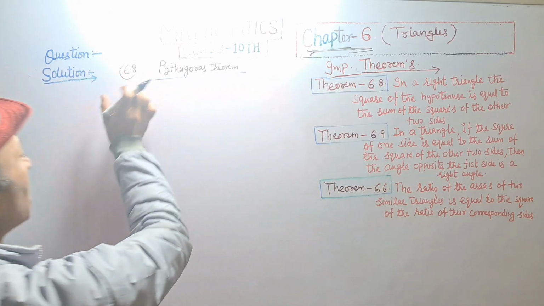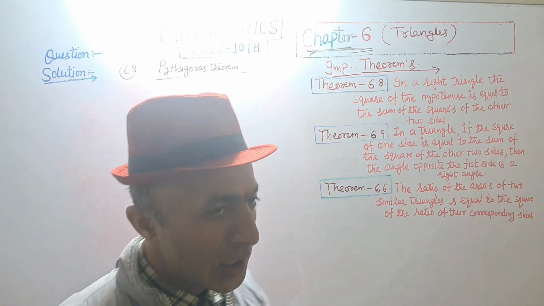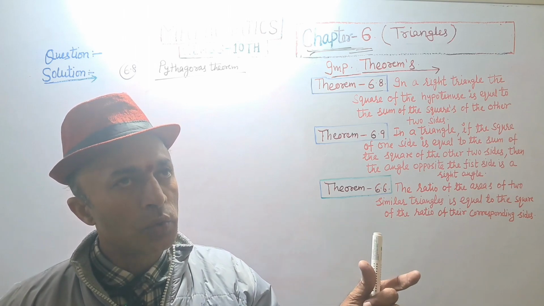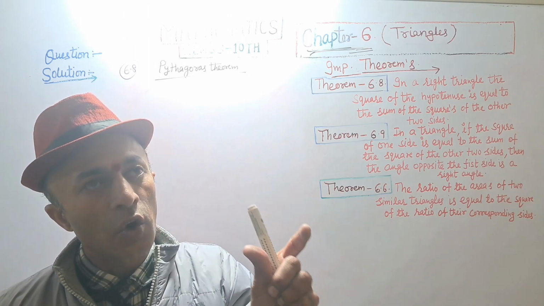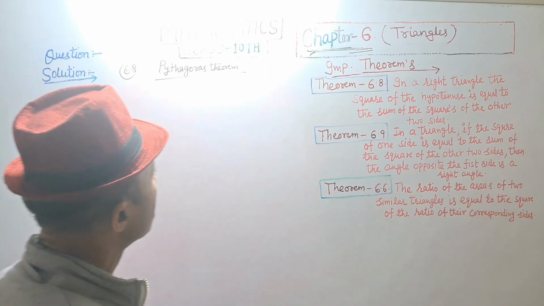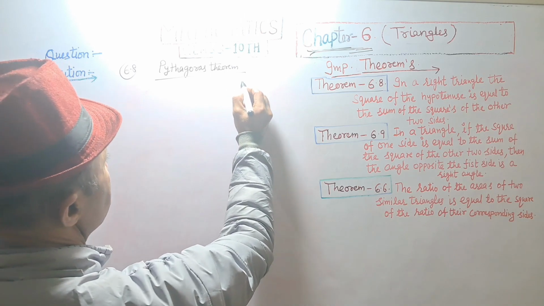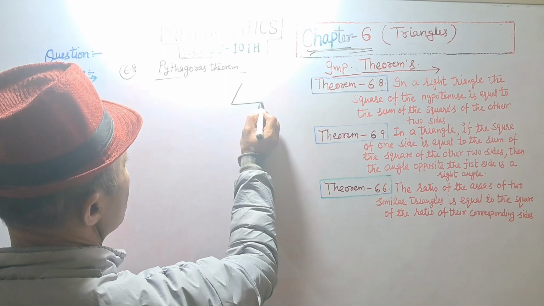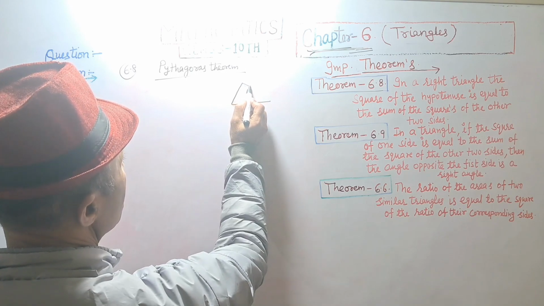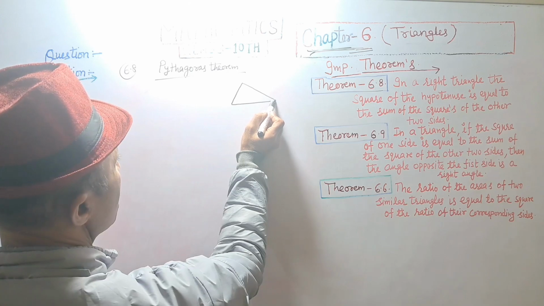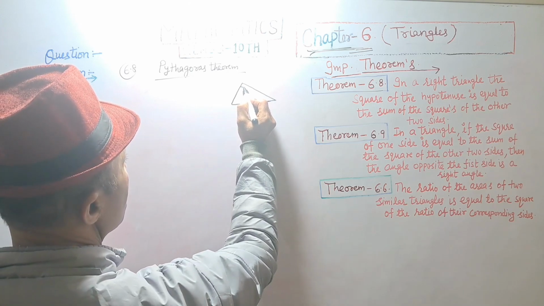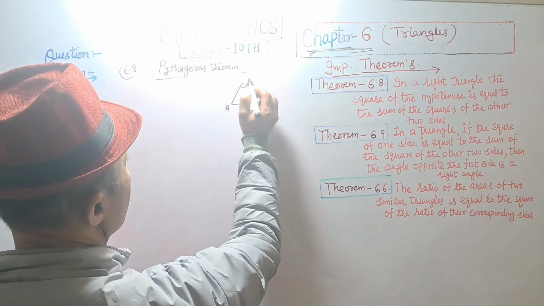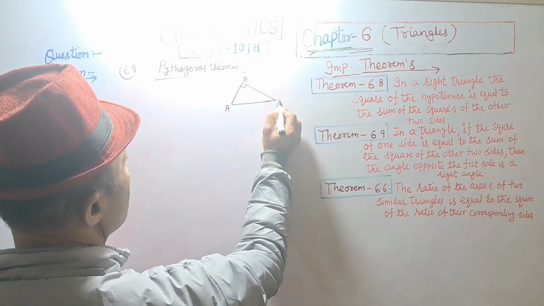Theorem 6.8, Pythagoras theorem. In a right triangle, the square of the hypotenuse is equal to the sum of squares of the other two sides. Draw a triangle ABC.